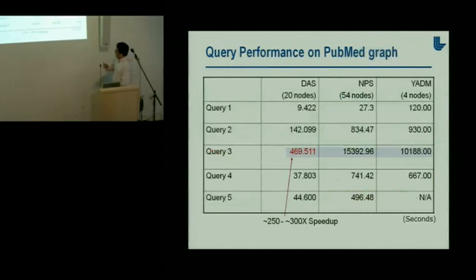We ran those 5 queries on PubMed, and these are the results we have. Looking at query 3 and query 4, we get about 250 and 300 times speedups compared to Netezza and other relational database systems. For these two particular queries, the intermediate result sets are really, really big. That's the power of the dataflow model compared to the relational database model.